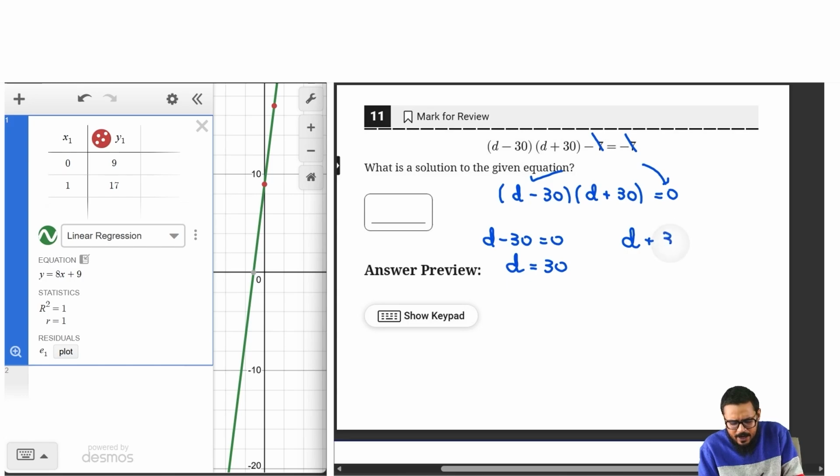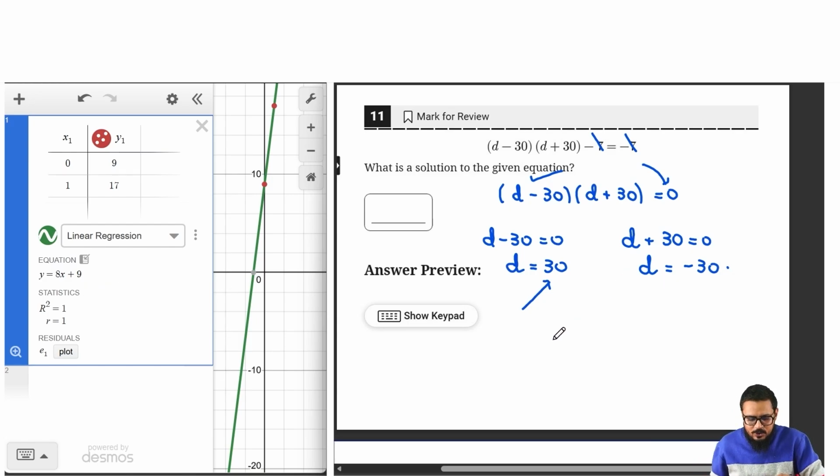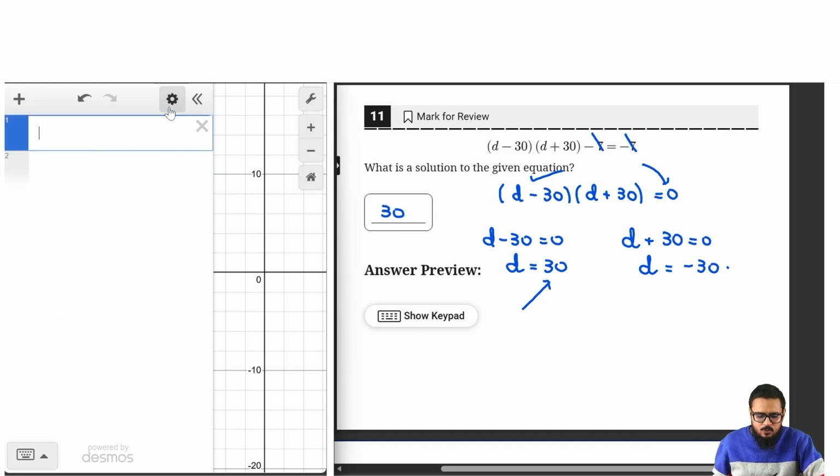Since you're looking to find any one particular value of d, you can go with this one as a right answer as well. But still, you can also go d equals minus 30. So you can type any one of these two answer options over here. Let's just take d as 30. Or you can type this on Desmos as well. I would like to replace variable d with variable x.